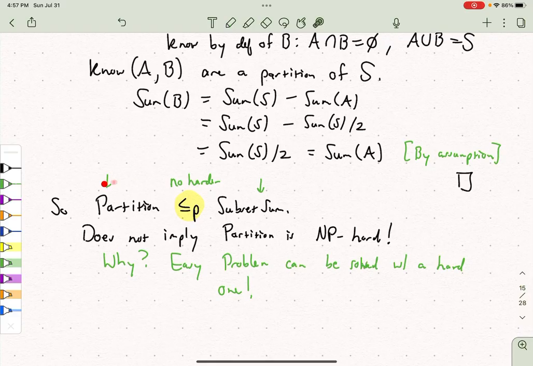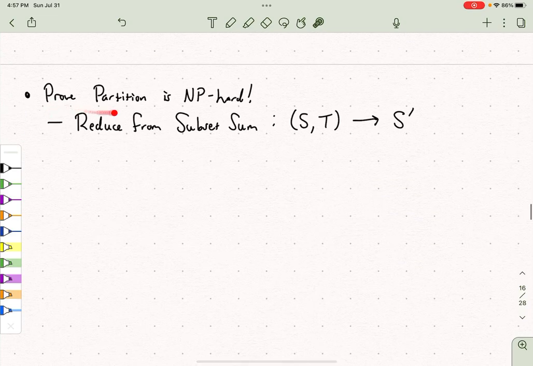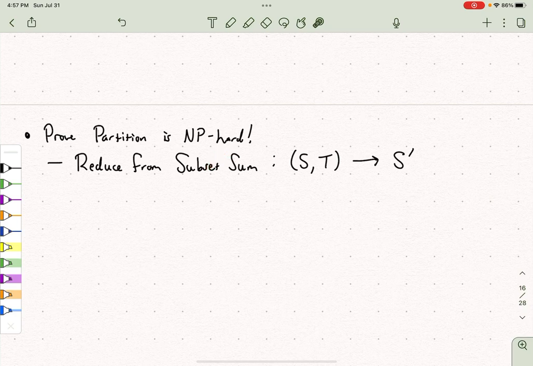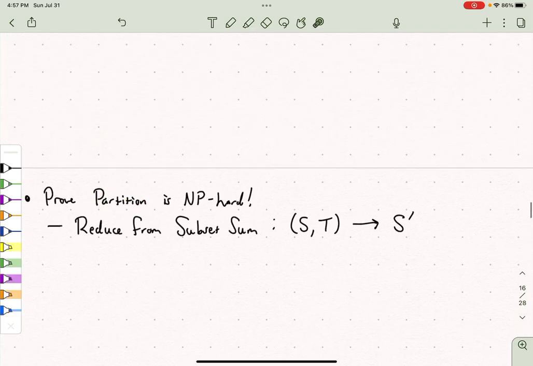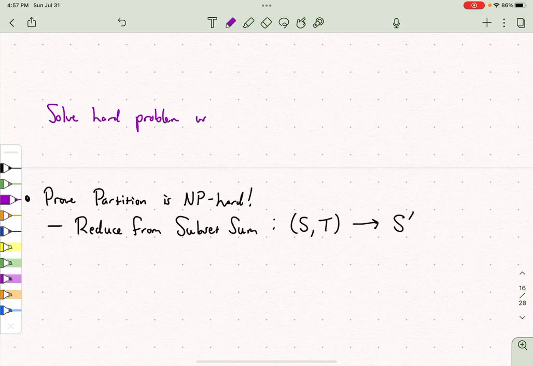So if we did want to show partition was NP hard, we'd have to switch the sides. So let's do that. Let's prove partition is NP hard. And now we're going to reduce from subset sum. So we're going to build an algorithm for the hard problem using the problem we are interested in. And so if we can solve hard problems using this problem, this must also be a hard problem. So we solve a hard problem using partition. This implies partition is also hard.